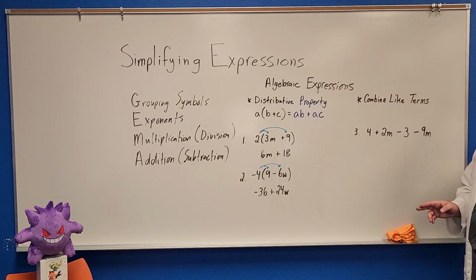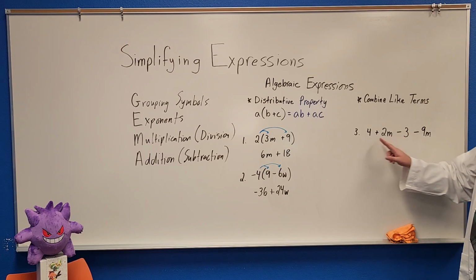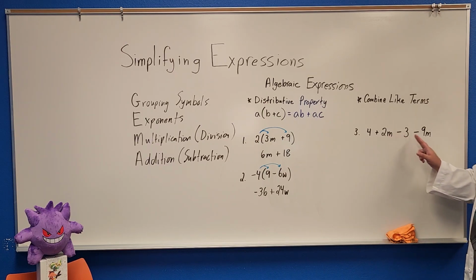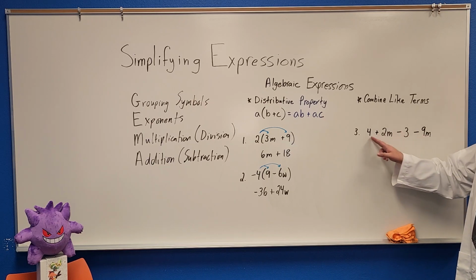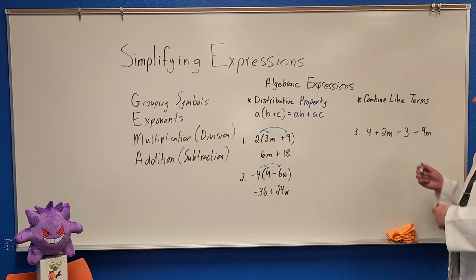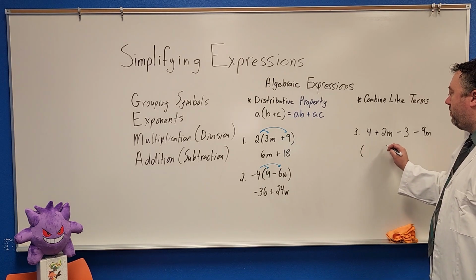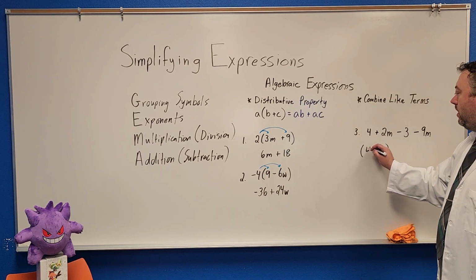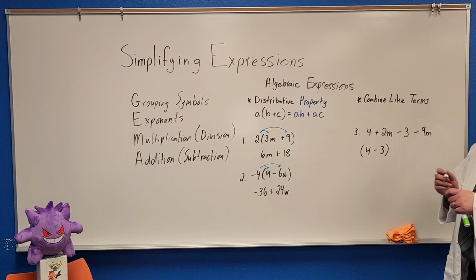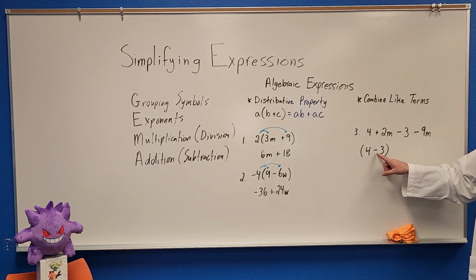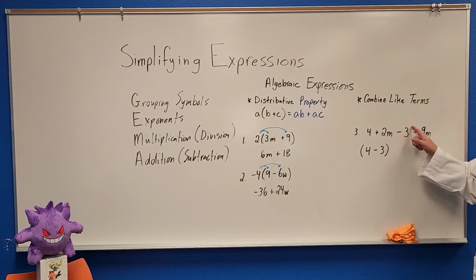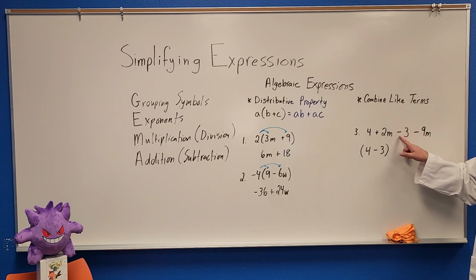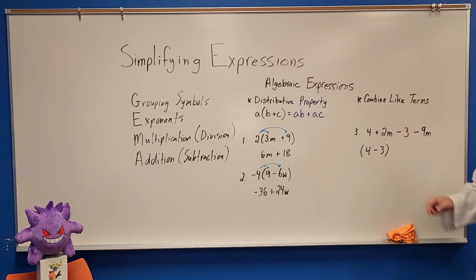are the same. We have terms that are just numbers, and we have terms that contain the same variable. So terms that have just numbers would be considered like terms. So what I can do is I can actually use parentheses to group them together in order to combine. Now notice I did 4 minus 3. That's because this number here is minus 3, and the minus needs to stay with the 3. So it becomes 4 minus 3.